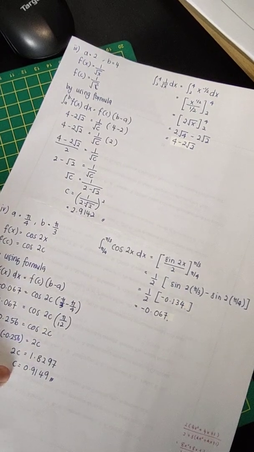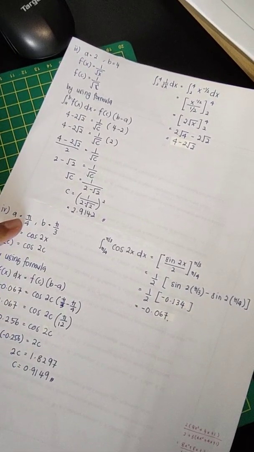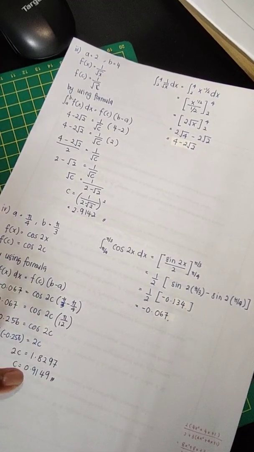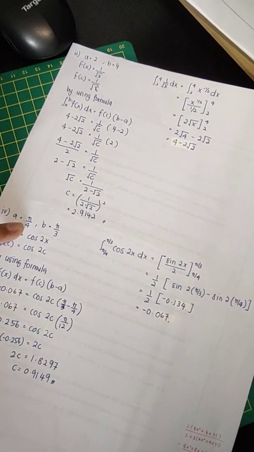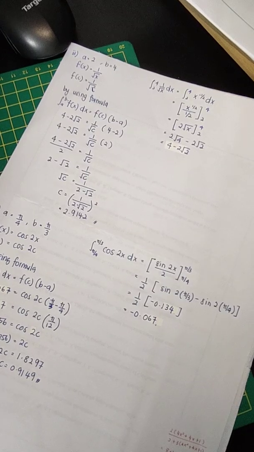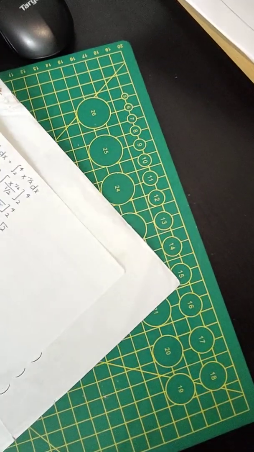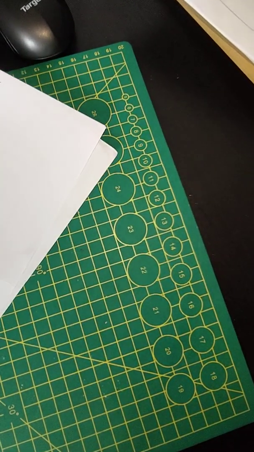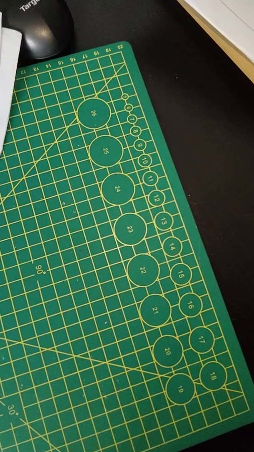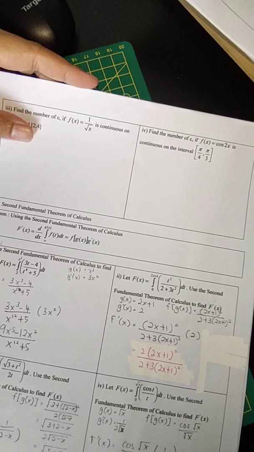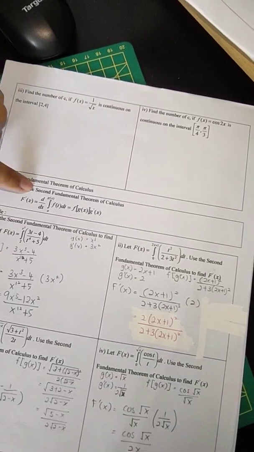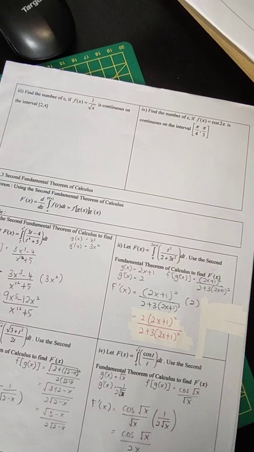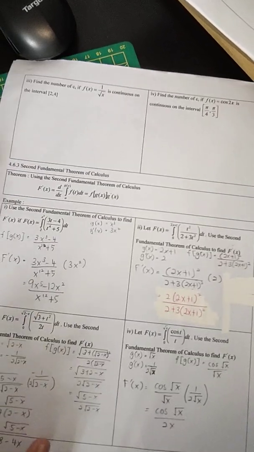Okay, so kita check. Kalau awak tekan calculator, yang ini C ni, value C masih dalam interval ni lah. Okay, sebab pi over 4 tekan calculator awak tahulah berapa. Dan mode make sure radian. And then for last 4.6.3, second fundamental theorem of calculus. Okay, so theorem using the second fundamental theorem of calculus. So ini pun kena hafal formula.